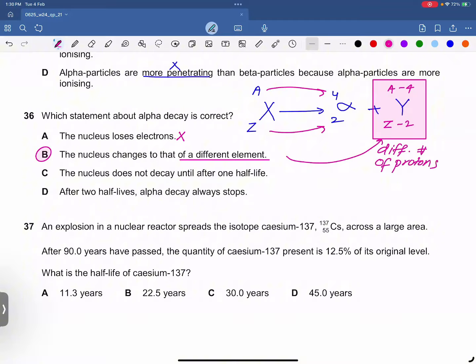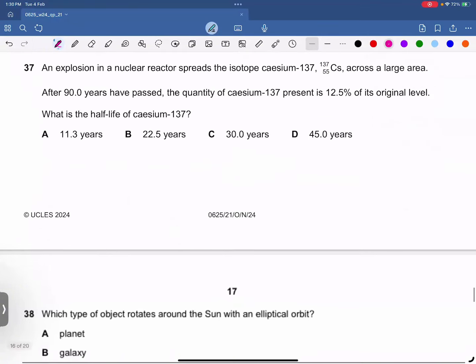Let's see what's wrong with C and D. Nucleus does not decay until one half-life? No, it has nothing to do with that. After two half-lives, it stops? No. After two half-lives, it will be 25% rate of decay. So the option is B. We proceed to question number 37.